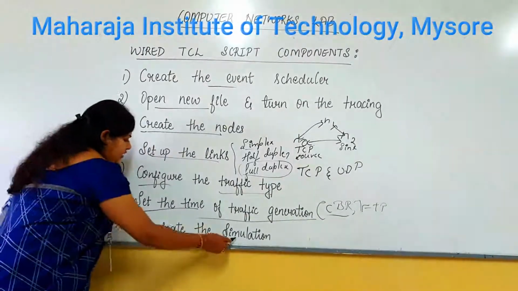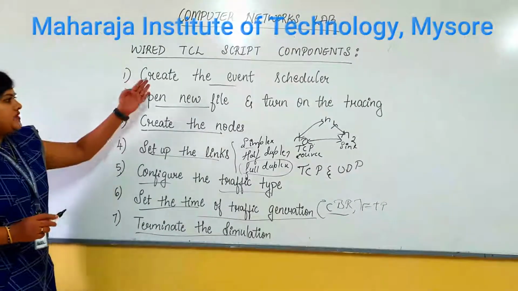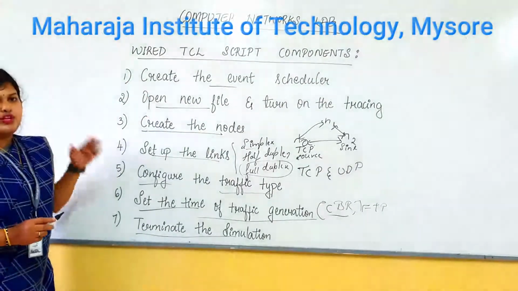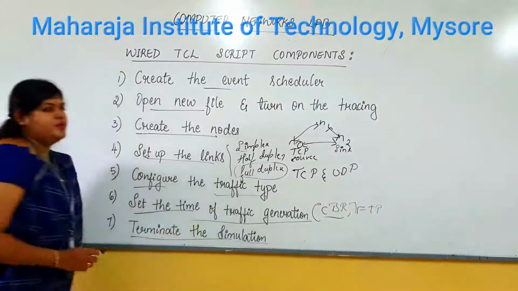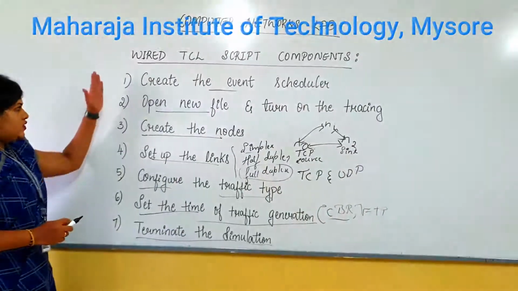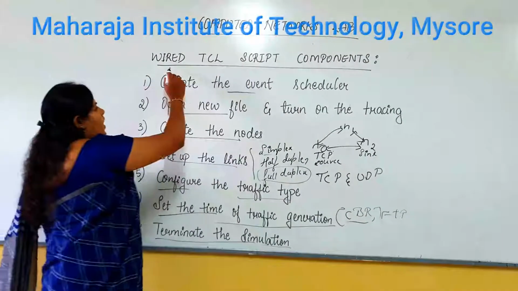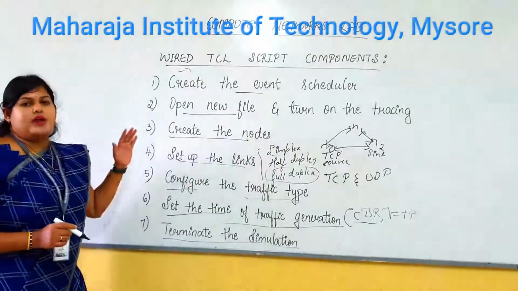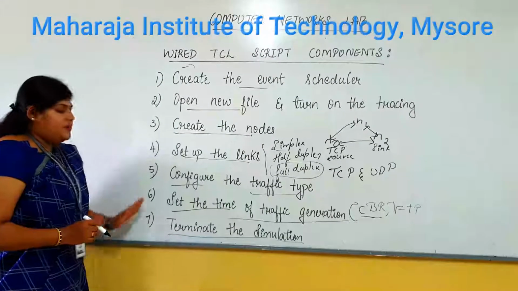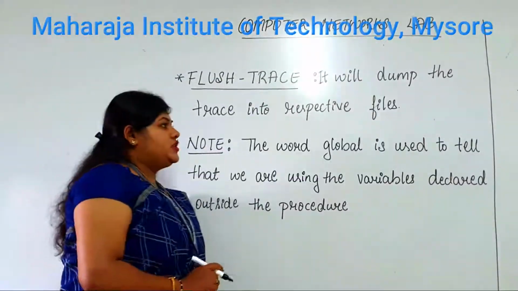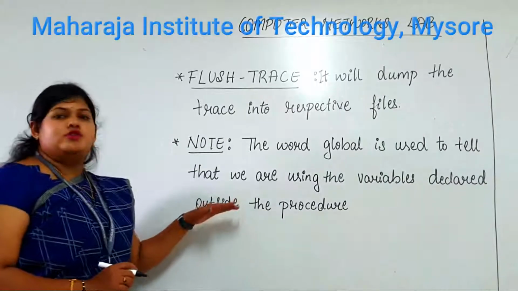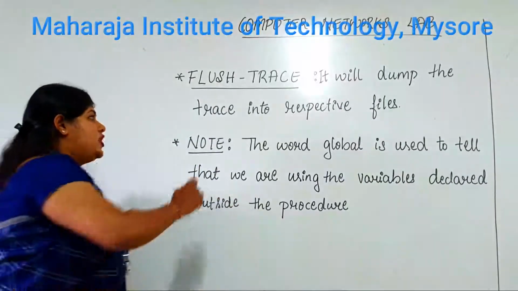And finally, once we start any event, we need to stop it. So in order to do that, we are going to terminate the simulation. So likewise, all your NS2 wired TCL script components will undergo these major 7 steps.